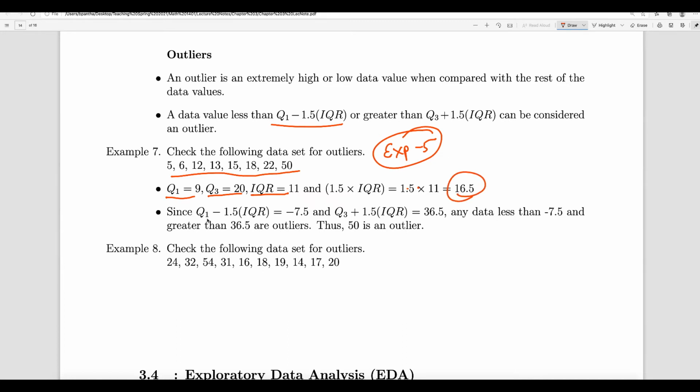Now, what is Q1 minus 1.5 times IQR? That is the formula. We got negative 7.5. And Q3 plus 16.5 will be 36.5. So any data value that is below negative 7.5 or above 36.5 is an outlier. This one is the outlier, because that data value is more than 36.5. So this is how you find the outlier.